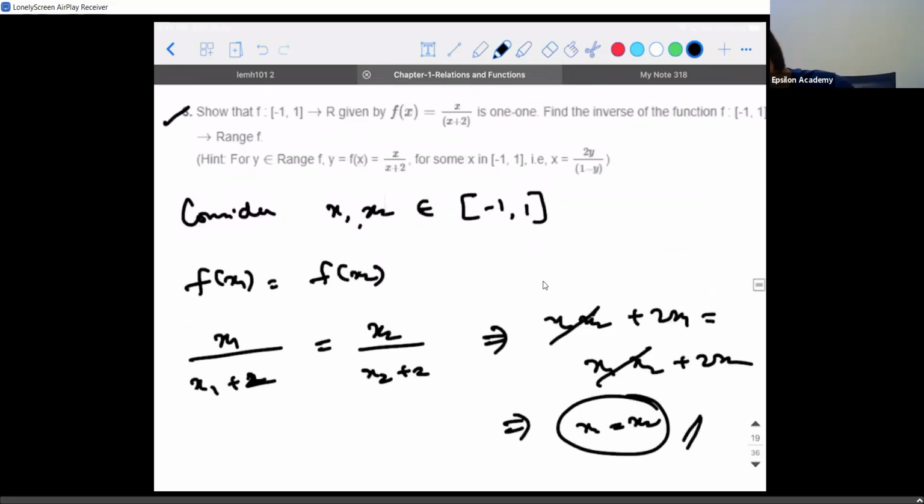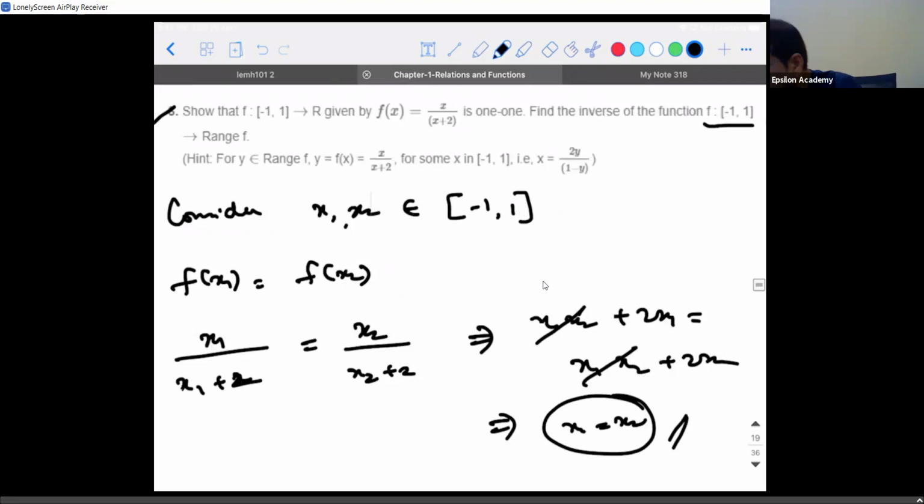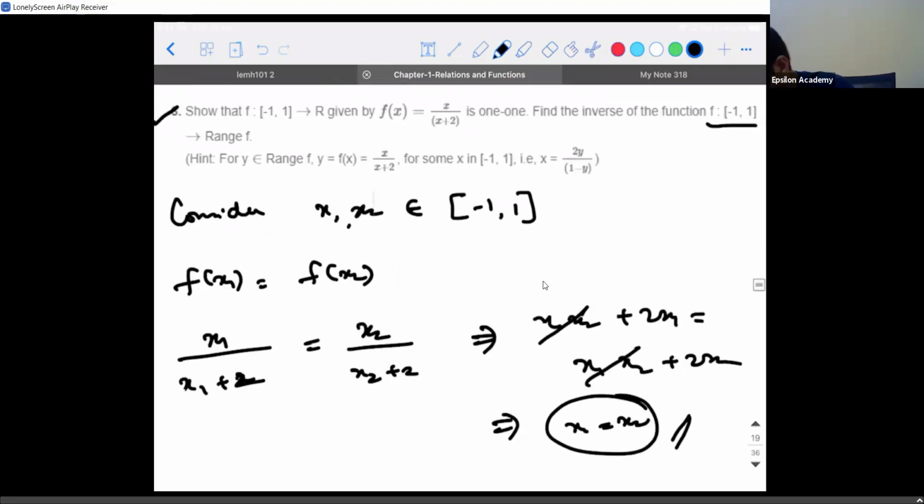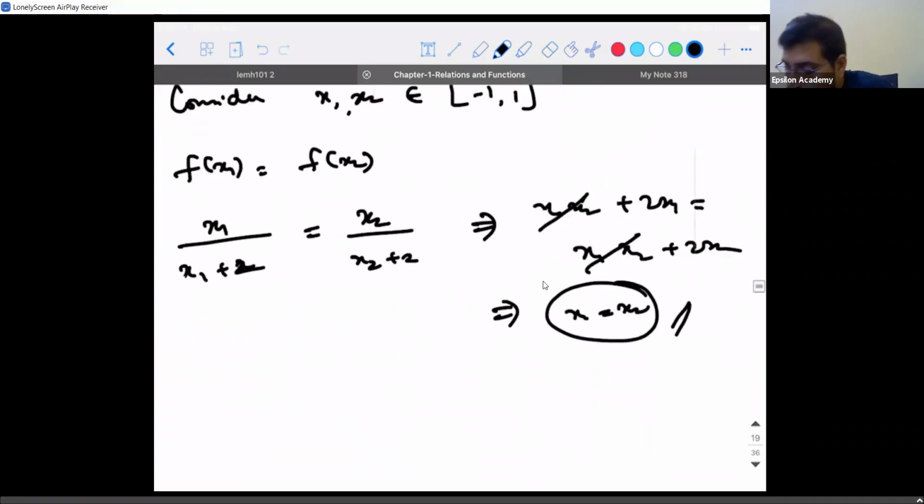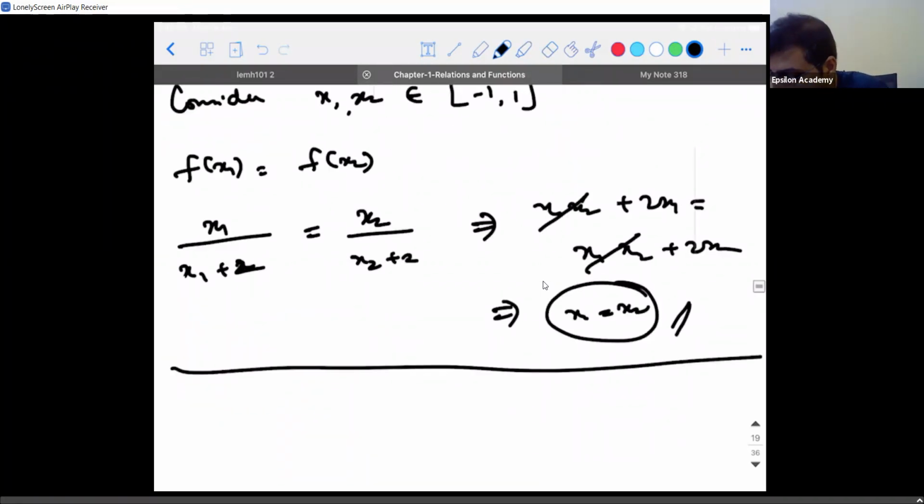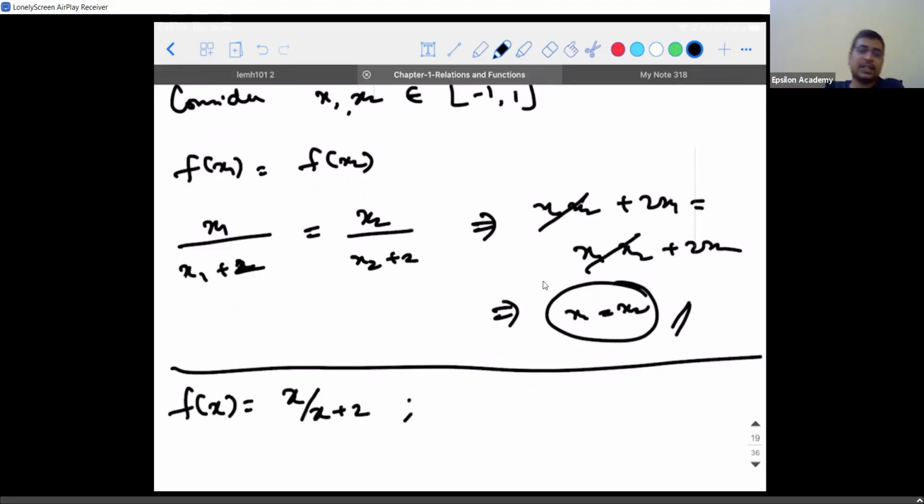Next. Find the inverse of the function f mapped from [-1, 1] to range of f. To range of f. So they told for y belongs to R, f of x is y, that is y equals x by (x plus 2), for some value of x belongs to [-1, 1]. x is equal to 2y by (1 minus y). Let's not concentrate on this part. I have already taught you how to find the range. So f of x is equal to x divided by (x plus 2). How do you find the range, guys?